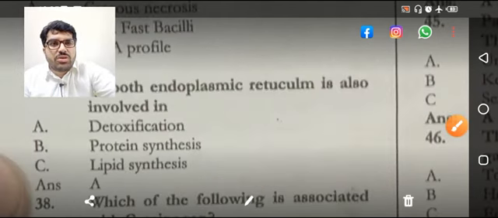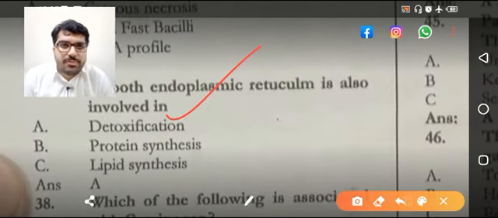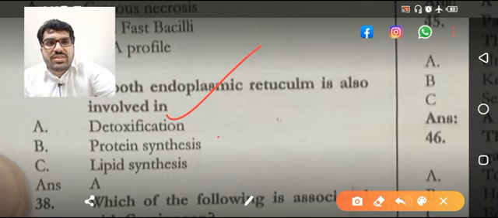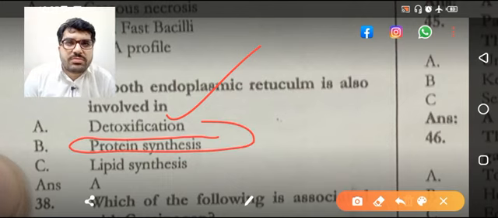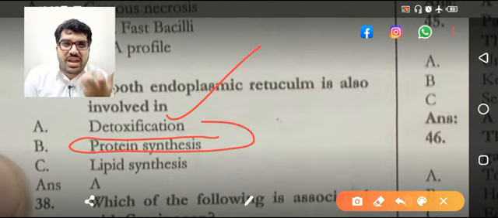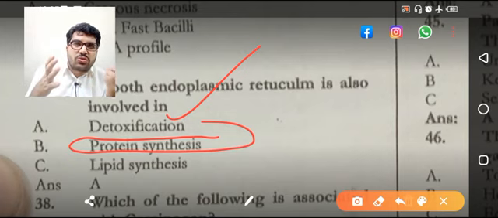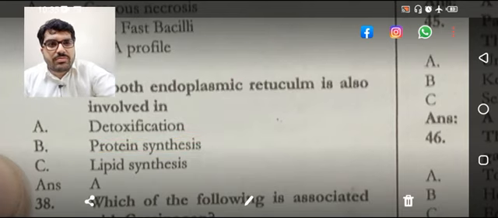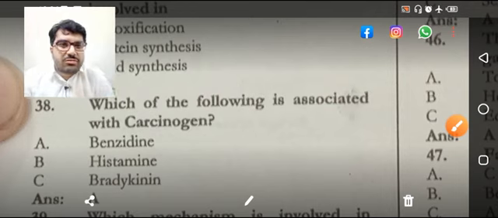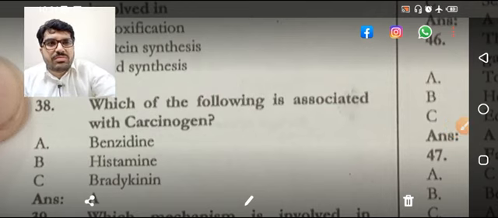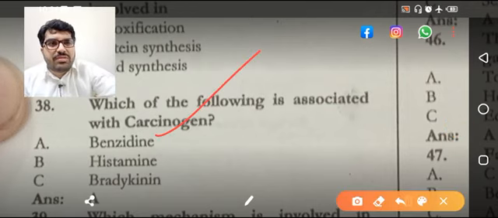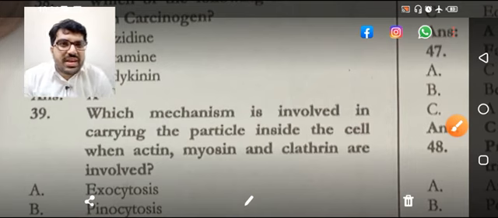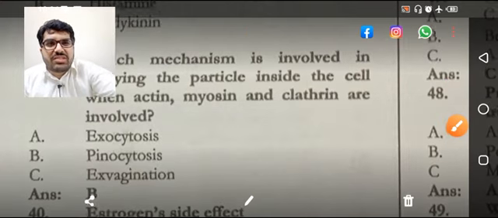Smooth endoplasmic reticulum is also involved in detoxification. Protein synthesis is carried out by rough endoplasmic reticulum, because protein synthesis is done by ribosomes, and rough endoplasmic reticulum has ribosomes attached to it. Which of the following is associated with carcinogen? So that is benzidine.